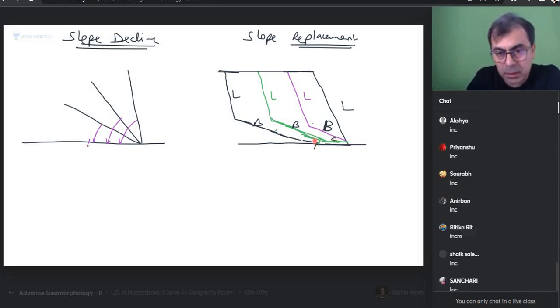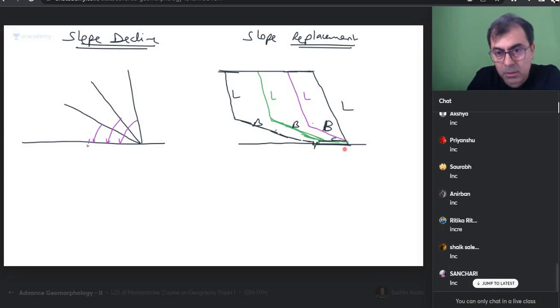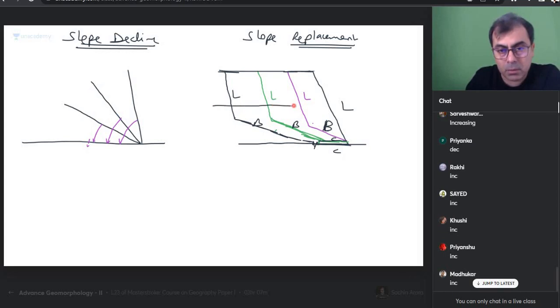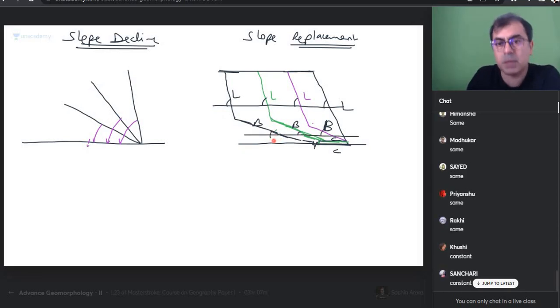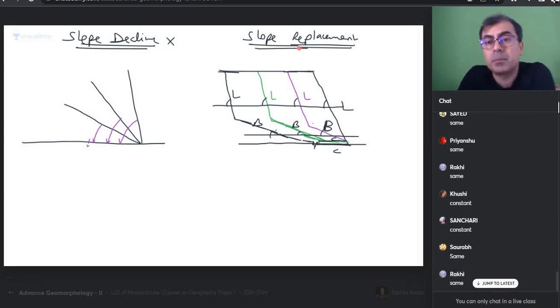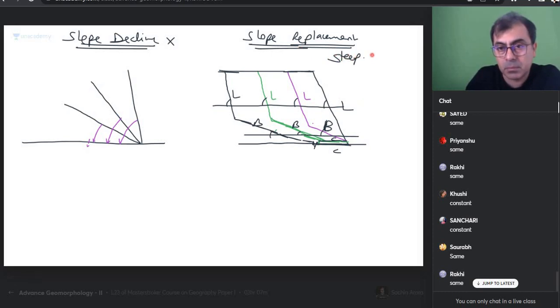And this is C. C initially was this much, after that it became this much. What is happening to C? C is also increasing. Okay, everyone, what is the slope of L? Same. What is the slope of B? Same. Is slope decline happening or is it the same? Slope decline is not happening, sir. Slope is getting replaced. Which slope is getting replaced by which one? The steep slope is getting replaced by the gentle slope.